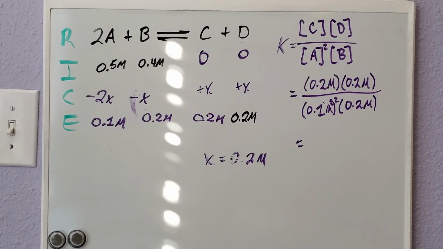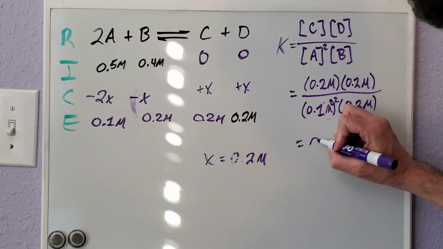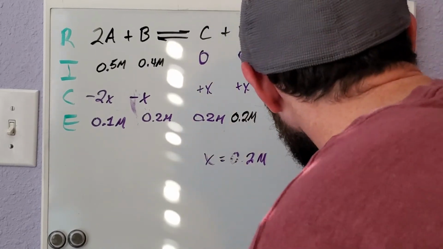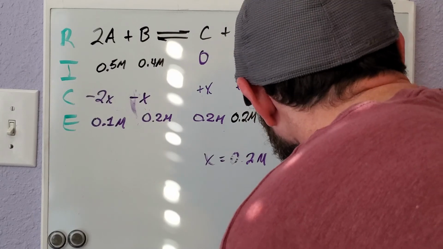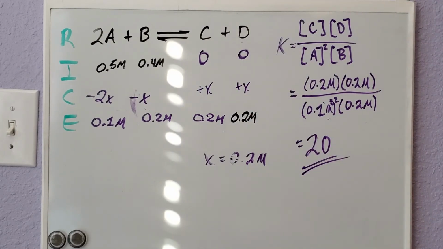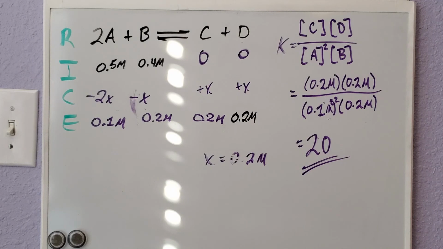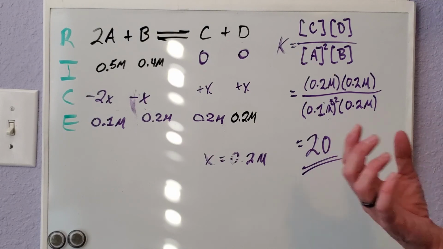If you plug this into your calculator properly, I end up getting a K value of 20. And so what this is stating here is that 2A plus B very, very much wants to go in that other direction. This is going to happen at a pretty relatively nice quotient, and so it's going to take a lot of things to push things back and forth.